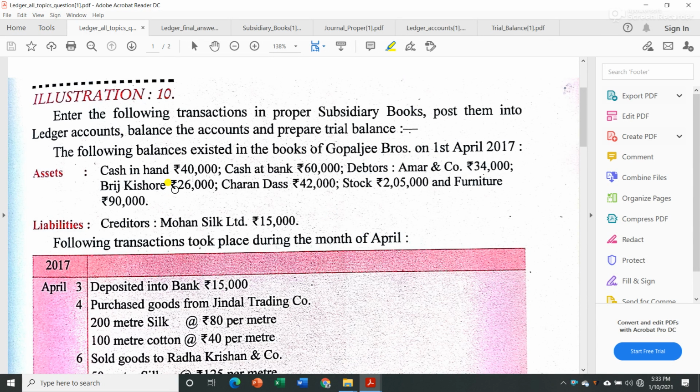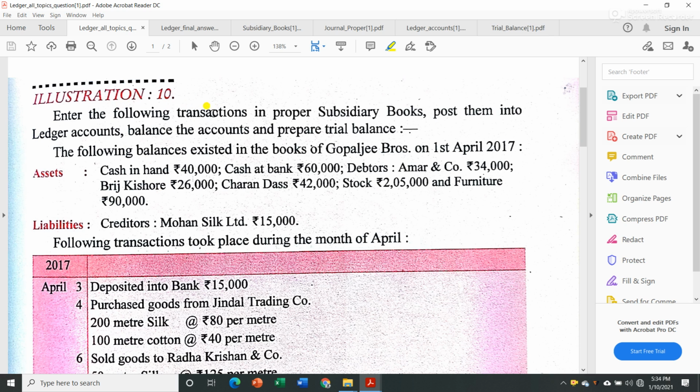Hello students, today we will be solving the last question of this ledger chapter. In this question, all the topics that we have discussed till now in small sessions are combined together. We have to prepare special purpose subsidiary books, then prepare the ledger accounts, and at last prepare the trial balance. Now let us see what the question is asking us.